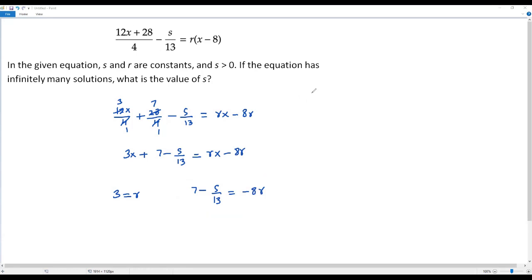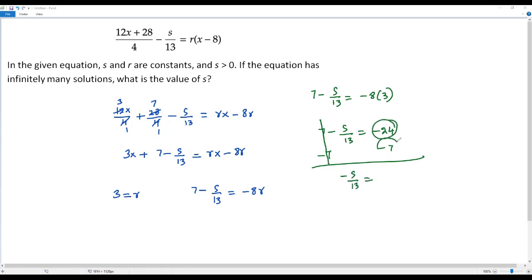Okay, now let me do it over here. That is 7 − s/13 = −8 times 3. 7 − s/13 = −8 times 3, which is −24. Let me subtract 7 from both sides of the equation. Then this positive 7 and negative 7 will cancel out. −s/13 equals, when I combine −24 and −7, I am getting −31.